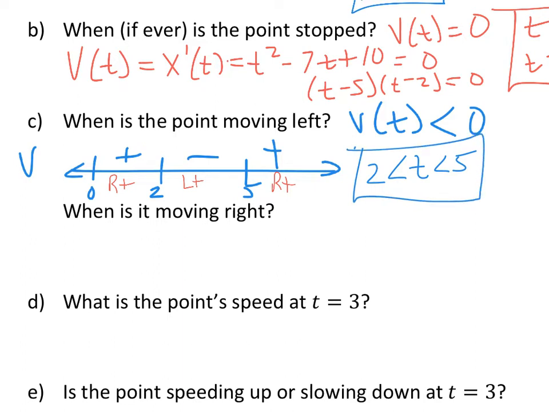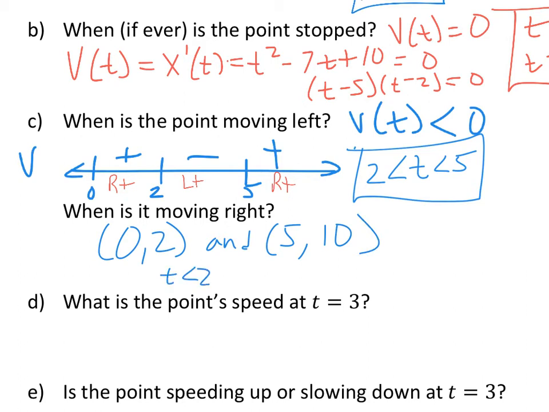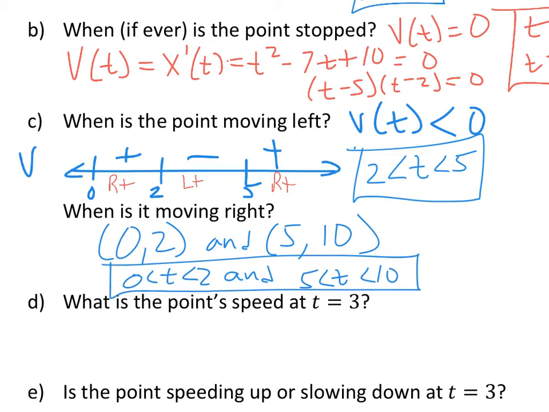When is it moving right? Well, we can use the same number line there. That's what we found out. So it's moving right from 0 to 2 and from 5 to 10. Or we might say t is greater than 0 and less than 2, and t is greater than 5 and less than 10, during those time intervals.